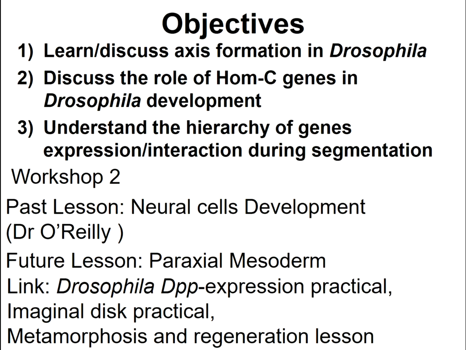Okay, and this was the end of this lesson. We have learned today how the anterior-posterior axis is formed in Drosophila, as well as how the different segments are formed and controlled by a hierarchy of genes, the segmentation genes. We should be able to recall and explain how the HOM-C genes are expressed along the anterior-posterior axis of the animal and are controlling the fate of different segments.